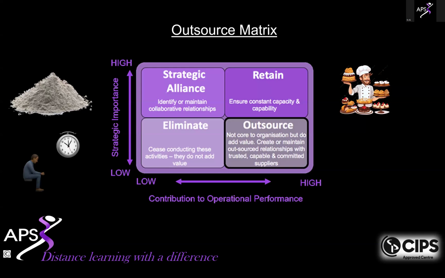The third option is your eliminate option. This is a function that has low strategic importance and low operational performance. So this is something that doesn't add value to the business at all. So for example, in the chocolate cake factory, maybe we currently pay someone to sit and look at the ovens while the cakes are cooking and watch the clock.